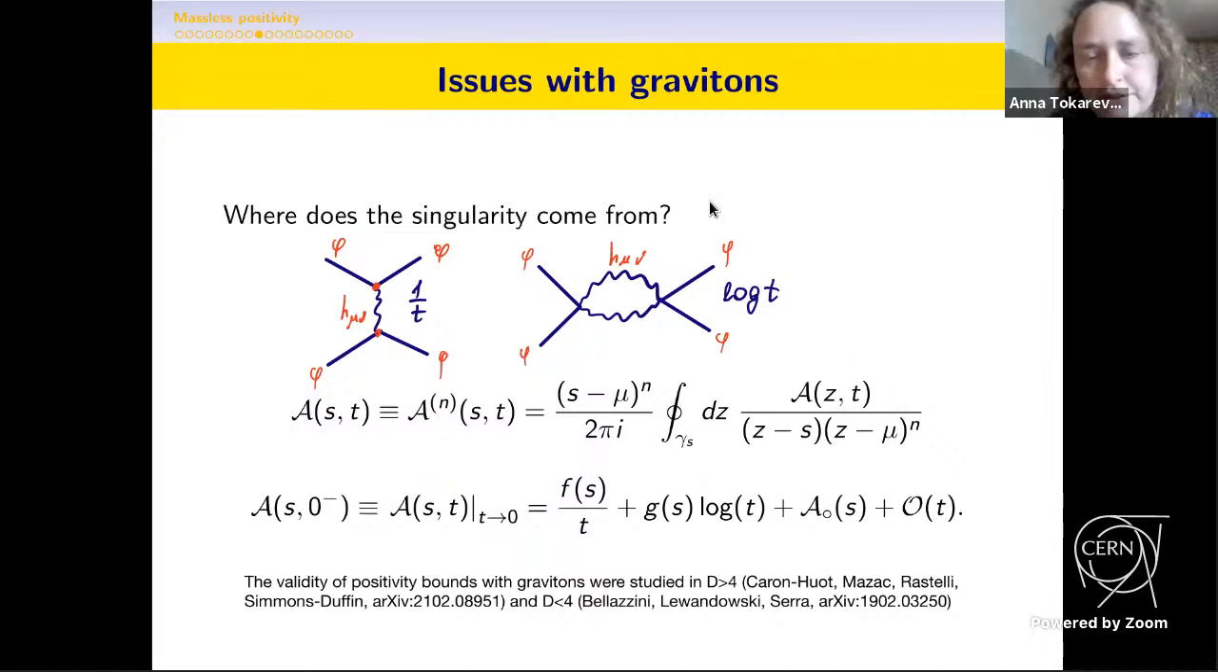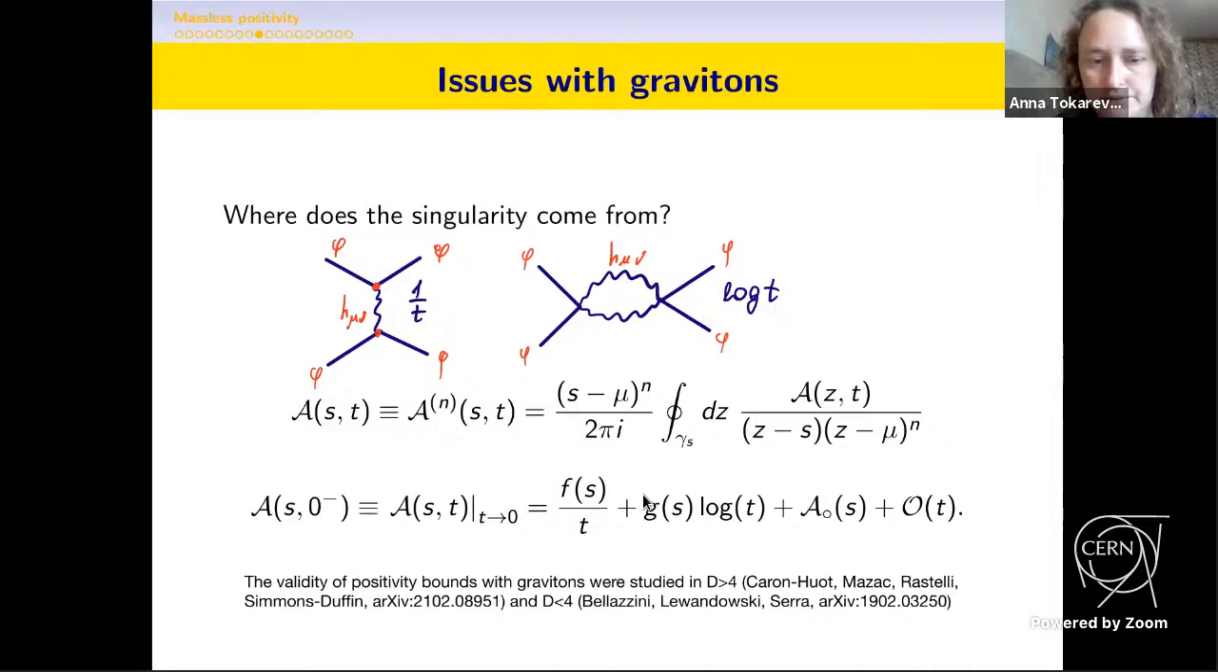Another issue comes if we consider the amplitudes with gravitons. It's even worse than amplitudes for including scattering of scalars and vectors. And this happens because the amplitude with gravitons has a 1/t pole and the logarithm of t singularity coming from loop scattering through graviton, from graviton loops. It makes it problematic to take the forward limit here.